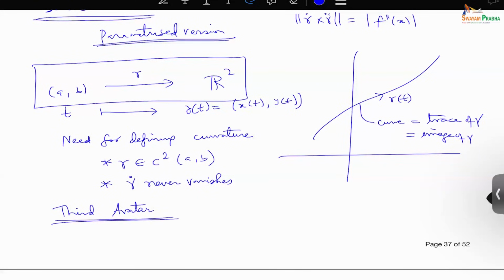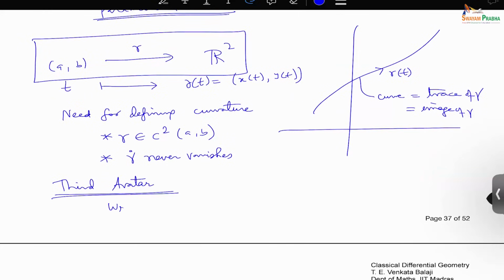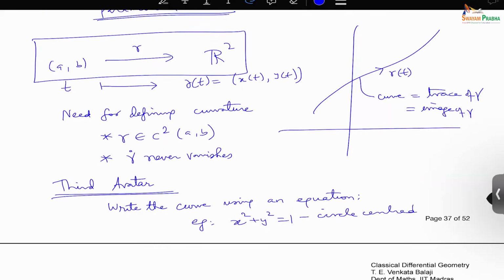Okay, what happens is that you write the curve using an equation. Simple example, x squared plus y squared is equal to 1 is a circle centered at 0, 0, radius 1.